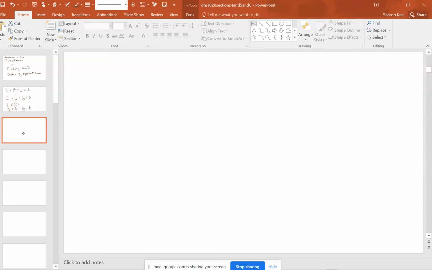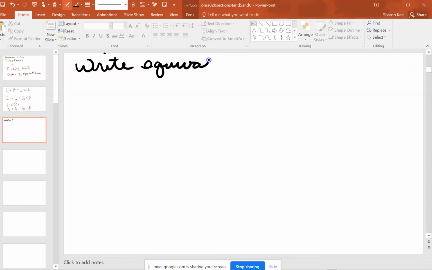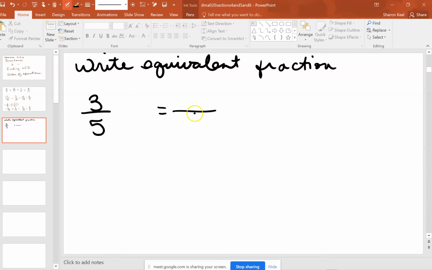Another thing that we're going to look at is how to make an equivalent fraction. Again, I'm going to show you two ways by which you can do this. Let's say we have the fraction 3/5, and we want to write an equivalent fraction that has a denominator of 75. Okay?